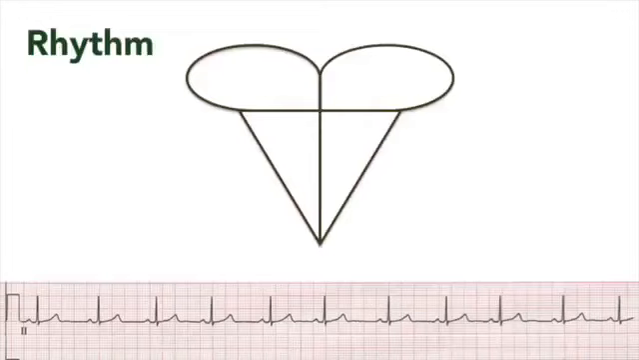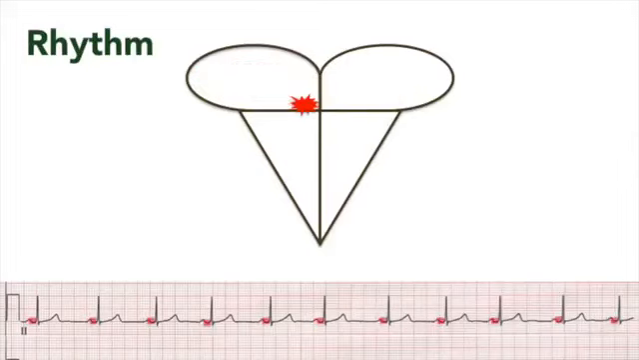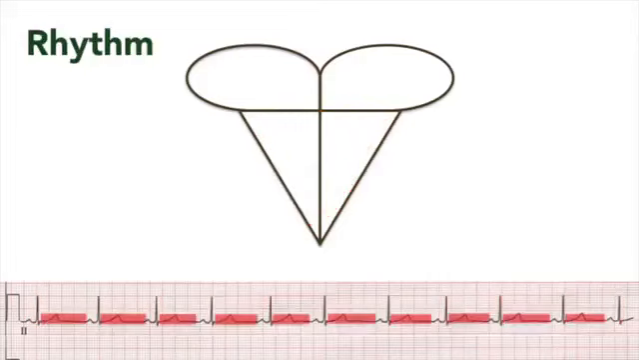Rhythm. Remember that in a normal heartbeat cycle, the electrical impulse starts from the sinoatrial node, depolarizes the atria, and reaches the atrioventricular node. There it is held momentarily before depolarizing the ventricles via the bundles of His.